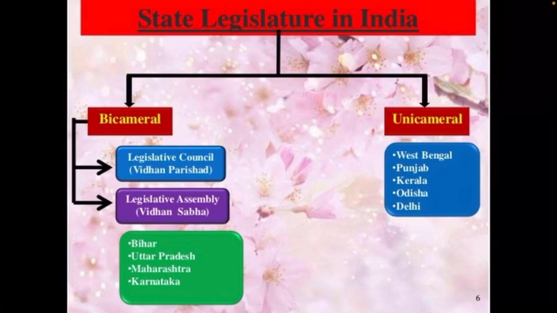The state legislature in India is of two types. First one, bicameral, which has two houses. The first one is the Legislative Council and the second one, the Legislative Assembly. States like Bihar, Uttar Pradesh, Maharashtra, Karnataka have this bicameral legislature, whereas some of the states have the unicameral, where there is a single house, like West Bengal, Punjab, Kerala, Odisha, Delhi, etc.